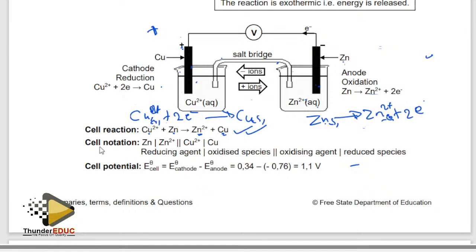Then the cell notation, you start from the anode, and then you go to the cathode. So it means that it's going to be zinc, which gives me zinc 2 ions, salt bridge. Then you write this, it's going to be copper 2 ions, you see, copper 2 ions, and then slash copper. So that is the cell notation. You see?